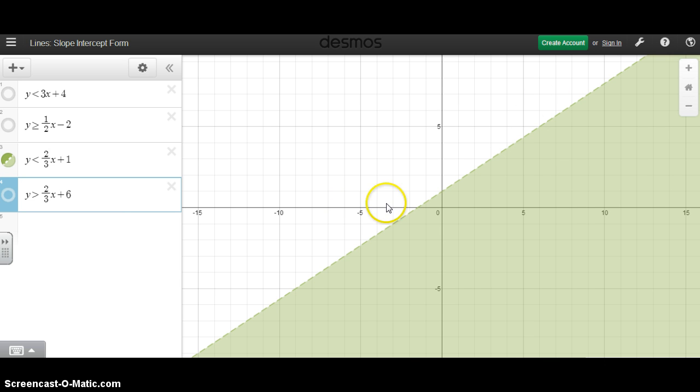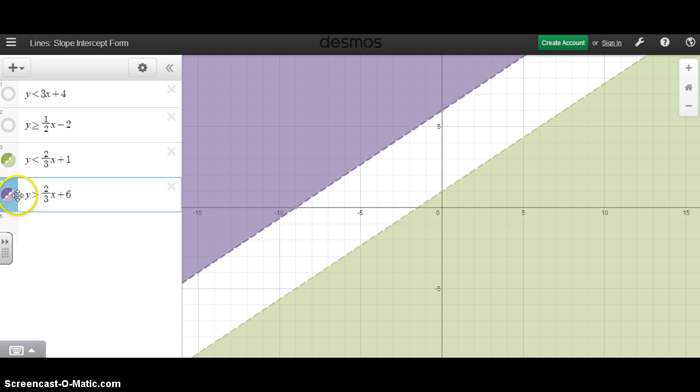It is a dashed line because it's less than, and we're shading below also because it's less than. We have our slope, which is 2/3, so I'm going to rise 2 and run 3. And our y-intercept, where it crosses the y-axis, is at positive 1. Looking at this next one, I noticed something similar. They have the same slope, meaning that they're going to be parallel. But their y-intercepts are a little bit different. This is at 1, this is positive 6. So I'm going to give you that graph.